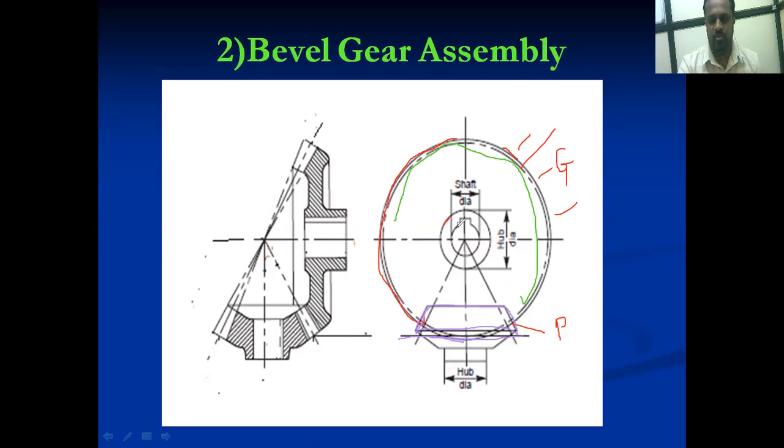This is the location for the shafts. Here we can insert the shafts. This is the hub. So understood?